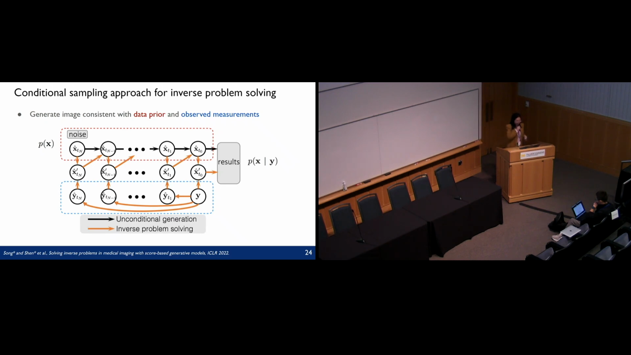So our diffusion model is trained to capture the underlying distribution of p(x). And after training, at inference time, in the sampling process, we try to combine the information of p(y given x) into this process.